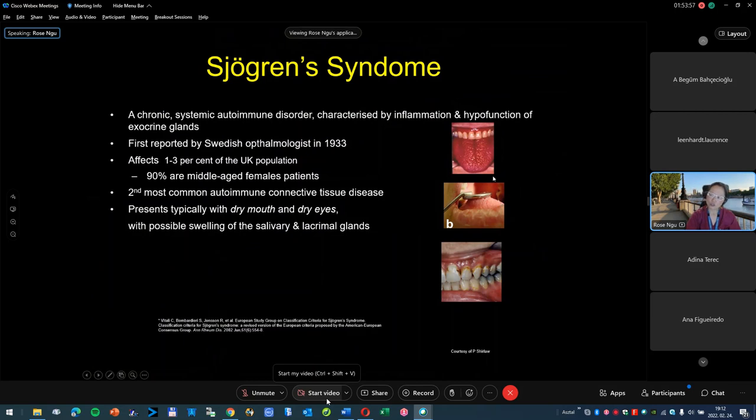This is a patient with Sjogren's. In Sjogren's patients, they present with very dry mouth and eyes. Okay, it was first reported by the Swedish ophthalmologist in 1933. It affects 1-3% of the UK population, majority in the middle-aged female. And it's one of the second commonest autoimmune connective tissue diseases.